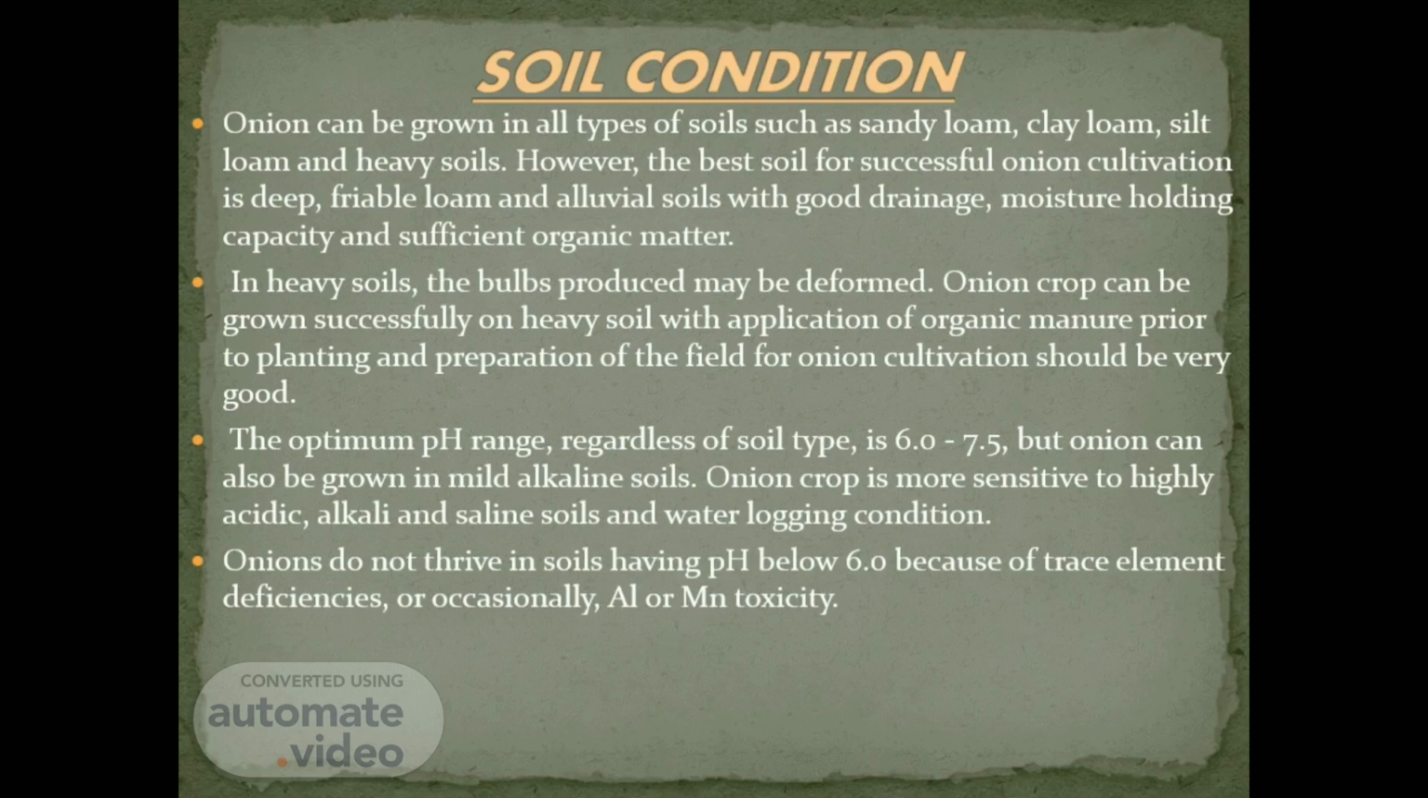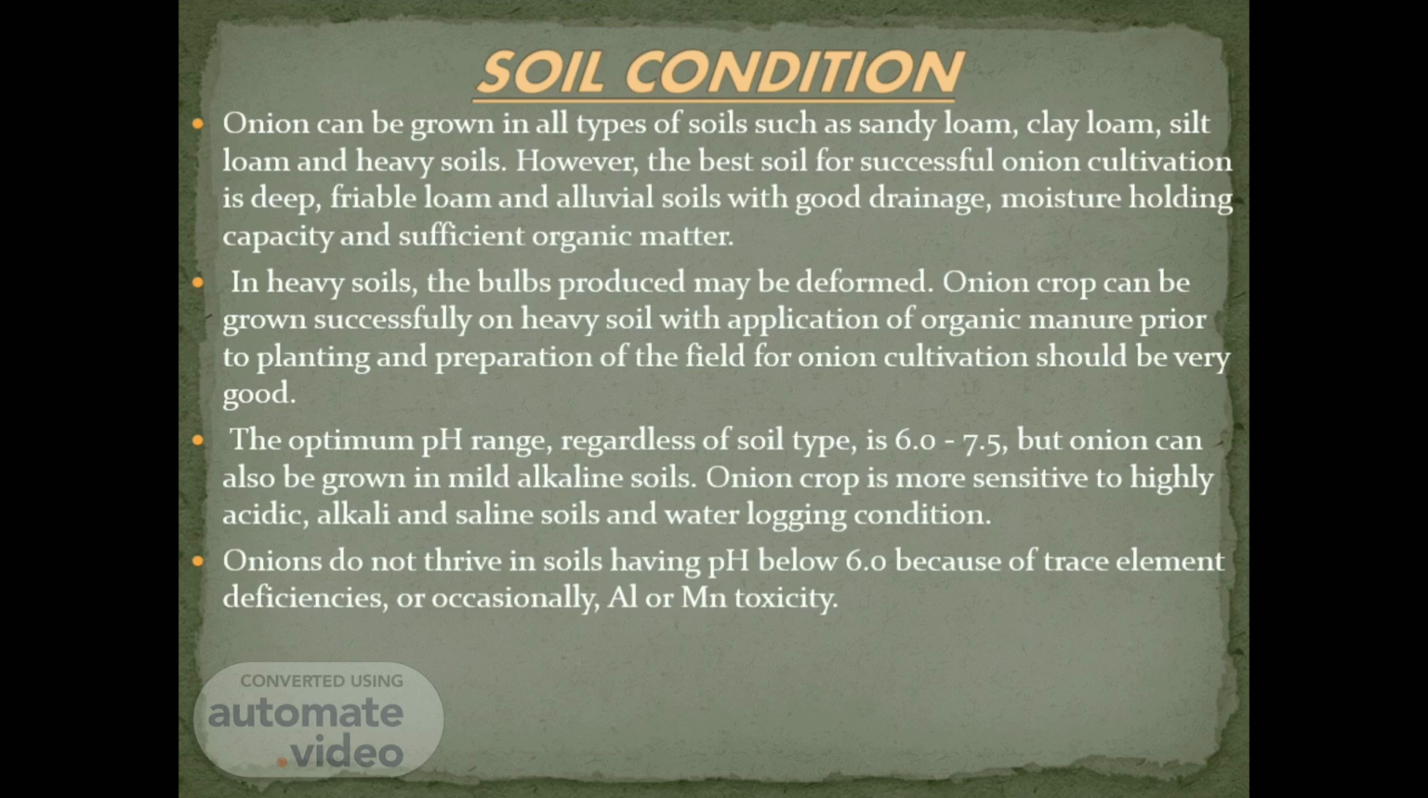Soil condition. Onion can be grown in all types of soils such as sandy loam, clay loam, silt loam, and heavy soils. However, the best soil for successful onion cultivation is deep, friable loam and alluvial soils with good drainage, moisture holding capacity, and sufficient organic matter. In heavy soils, the bulbs produced may be deformed.